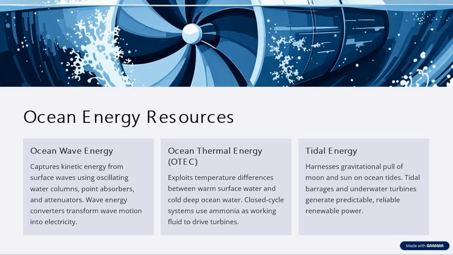Ocean wave energy captures the kinetic energy from surface waves using an oscillating water column, point absorber, and attenuator. Wave energy converters transform wave motion into electrical energy. Ocean thermal energy exploits the temperature difference between the warm water surface and the cold deep ocean water. The closed cycle system uses ammonia as a working fluid to drive the turbine.